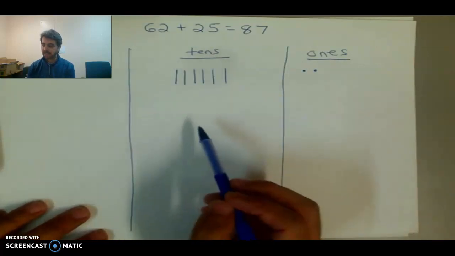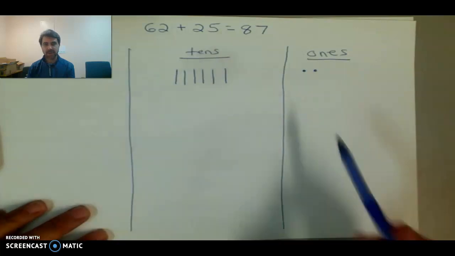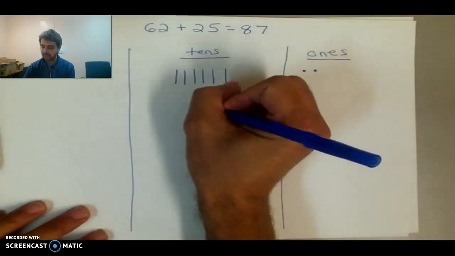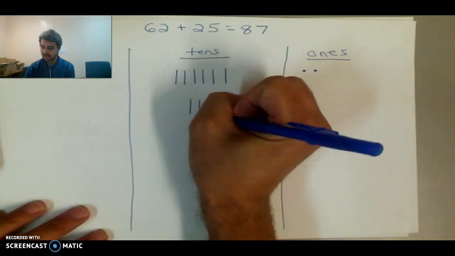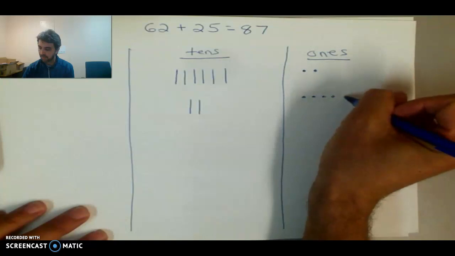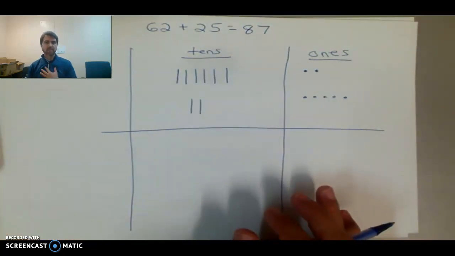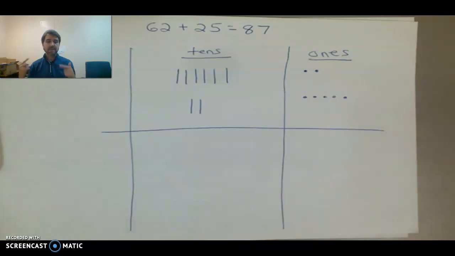All right. So that's 62. Now I want to add 25, so I'm going to add 2 10s here, because there's 2 10s in 25, and my 5 1s: 1, 2, 3, 4, 5. Okay, so I draw my line. By the way, you can watch this video anytime that you want if it helps you to review it.